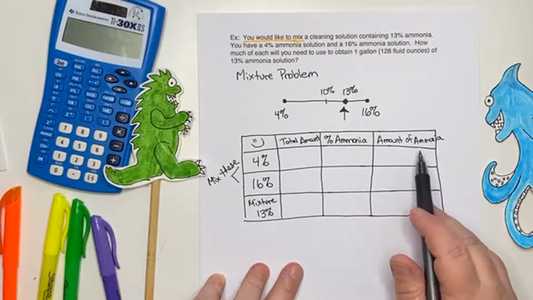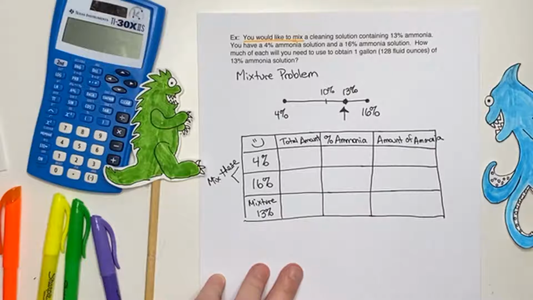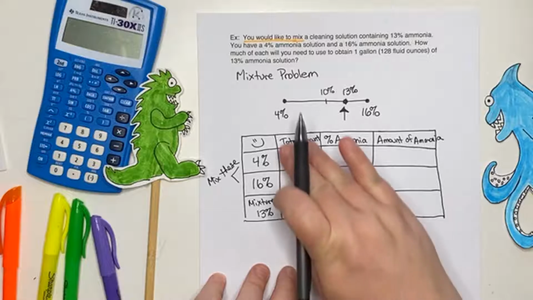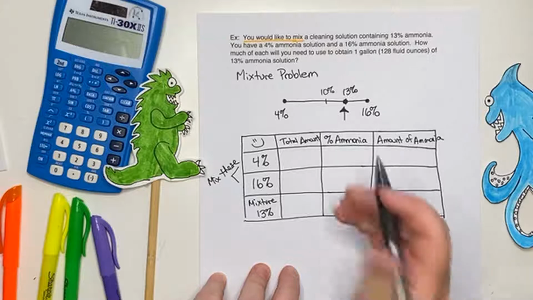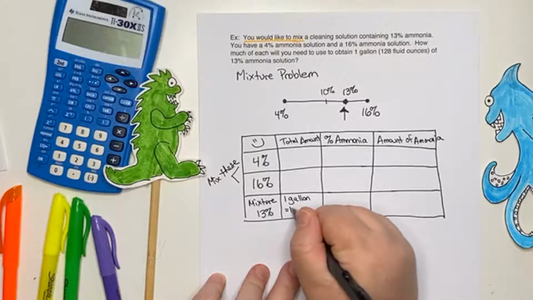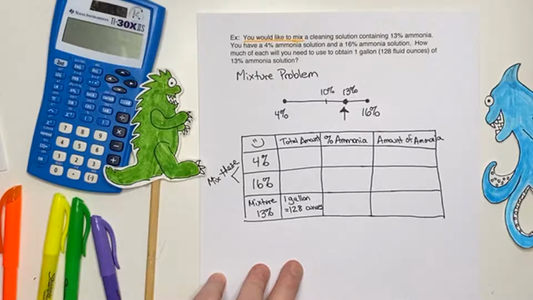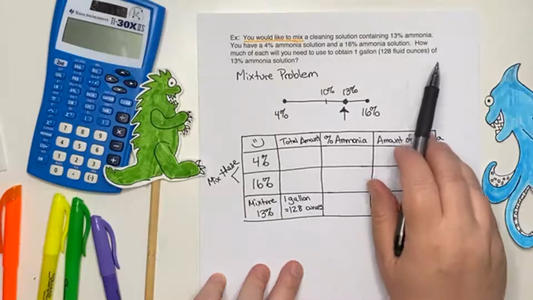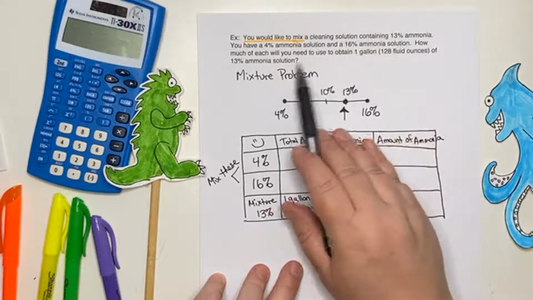So now let's look back at the problem. All of this chart gets made without having to read much from the problem, but let's check. Do we have any quantities? That's going to go in this first column, the total amount. And I see that I have 1 gallon of the total, which it then says 128. I'm just going to say ounces. They are fluid ounces as opposed to a different type of measurement. And I see in the question, how much of each will you need to use to obtain this final blend?